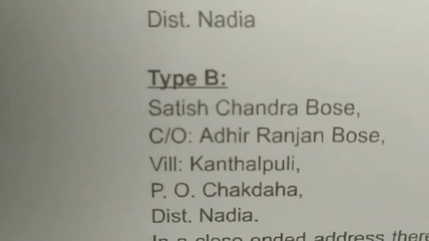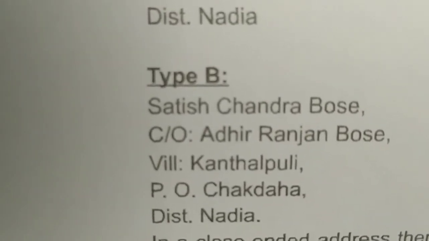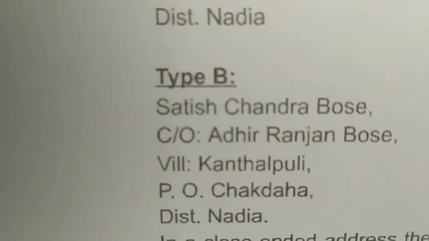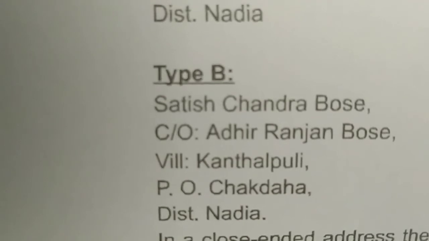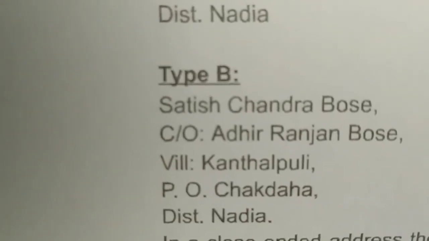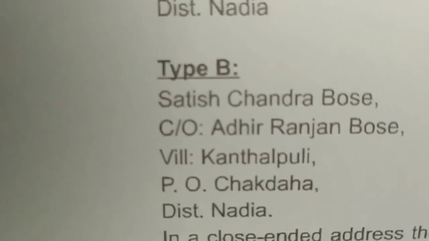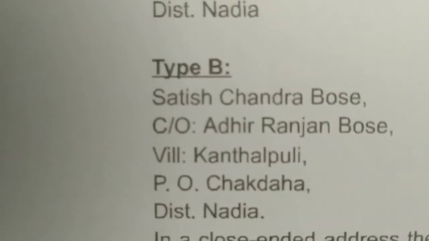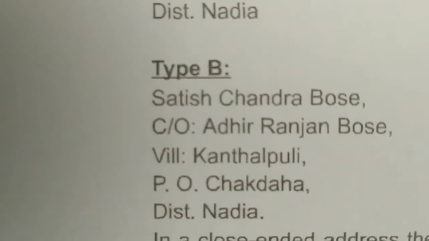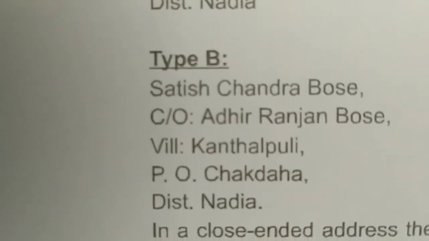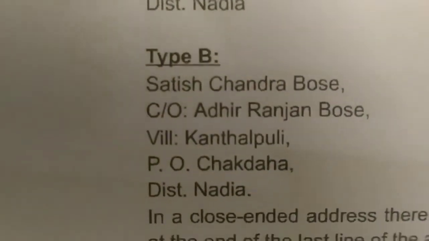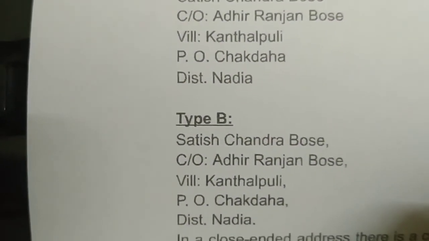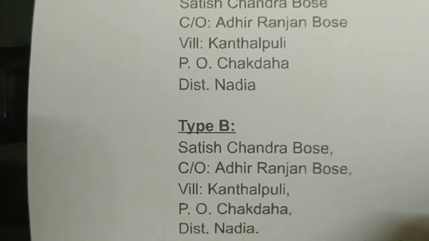Look carefully. So these 2 are the ways of writing an address in a letter. In a particular letter, one has to use a single type, either A type or B type, that is either close-ended or open-ended address. Never mingle or mix these 2 types of addresses in a single letter.